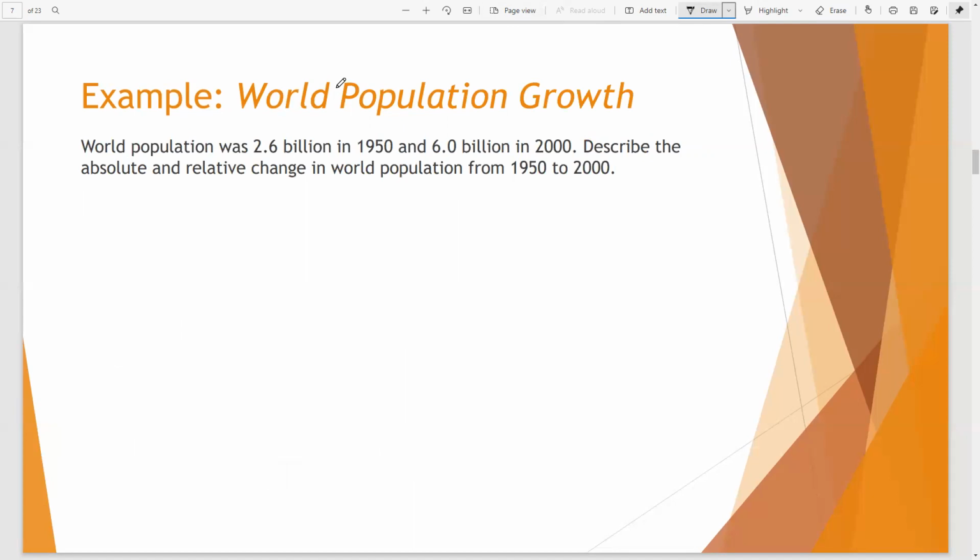The next example is similar, world population growth. You can pause the video, read the question, and try to do it, and we'll go back and do it together. Okay, I assume you have paused and tried to practice it. Let's do it together.